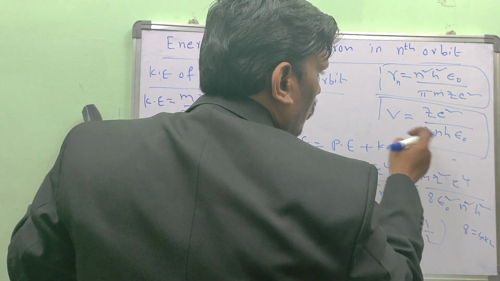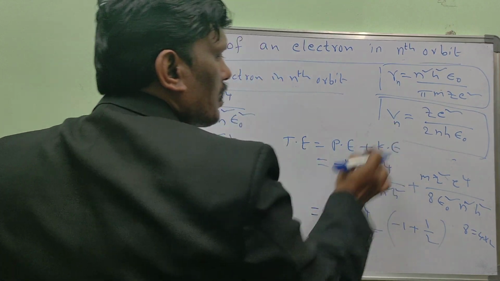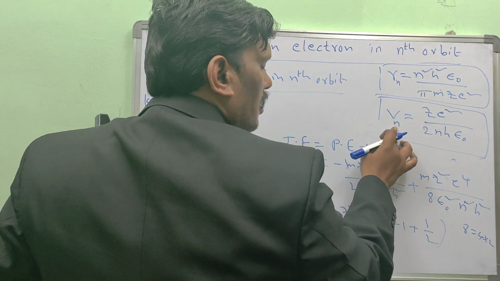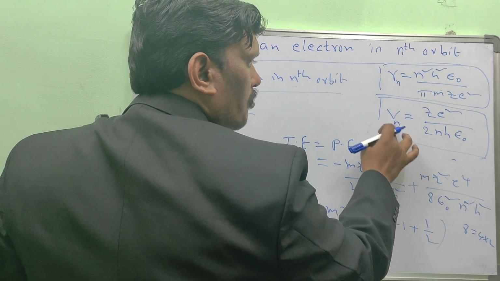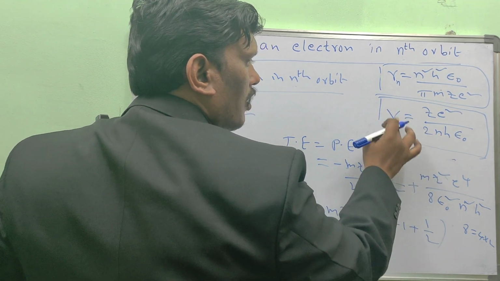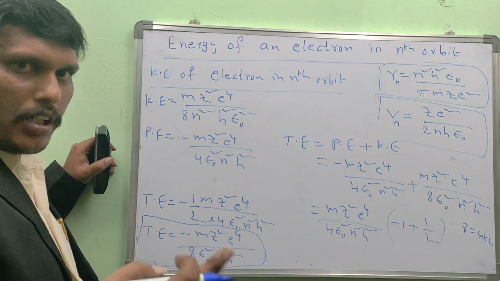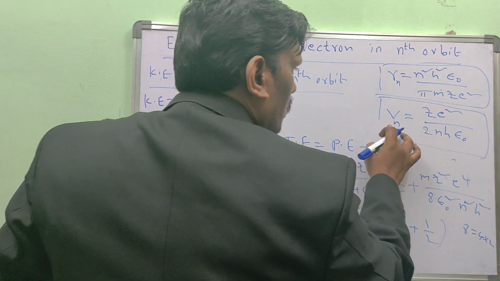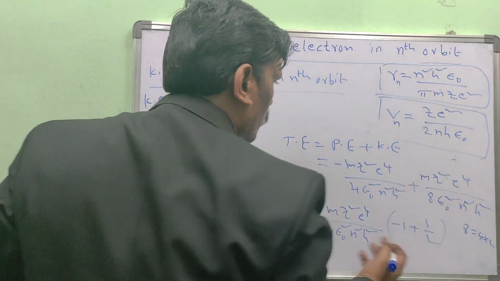This is the velocity of the electron in any nth orbit. If you want, write down the suffix n. What is the meaning of that? Velocity of the electron in any nth orbit. First orbit means v1, then n value 1. Second orbit means v2, then n value 2. Third orbit means velocity of the electron in the third orbit is v3 and n value 3. Fourth orbit means v4, n value 4, like that.